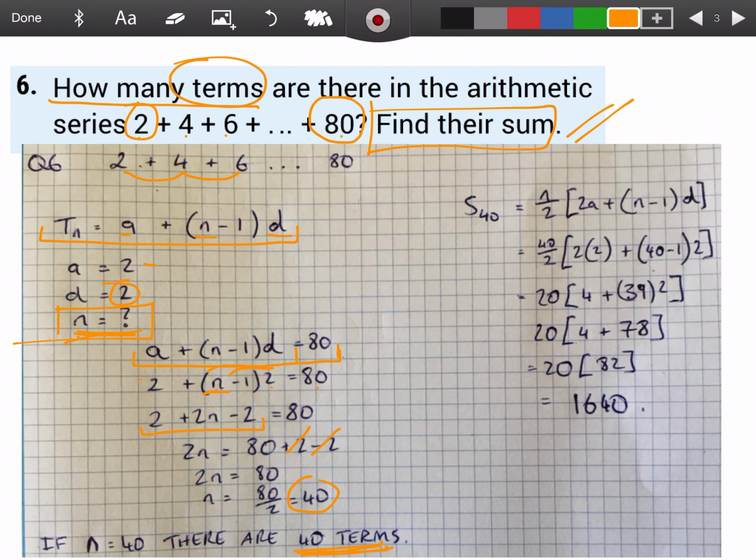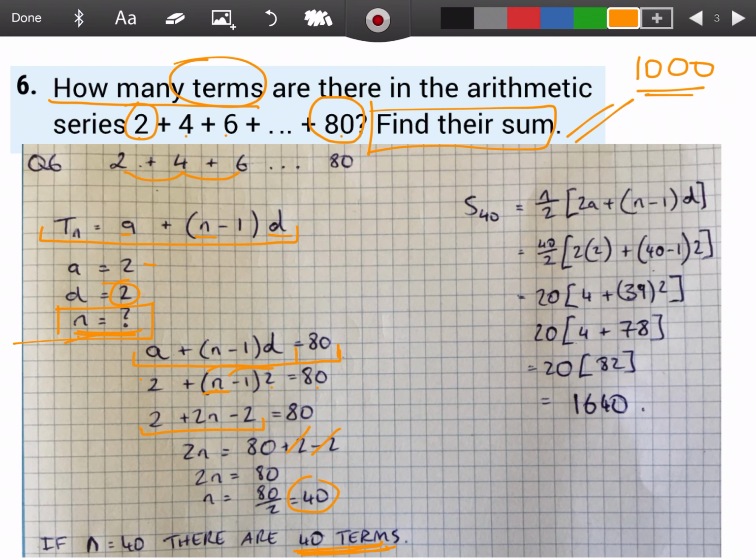Now, I could have done that a different way. I could have just counted, I could have listed out all of the numbers 2, 4, 6, 8, 10, 12, all the way up to 80, and just counted how many there were. But again, if they gave you a number of 1,000 instead of 80, you'd be there a long, long time. So I would strongly suggest going around this route.